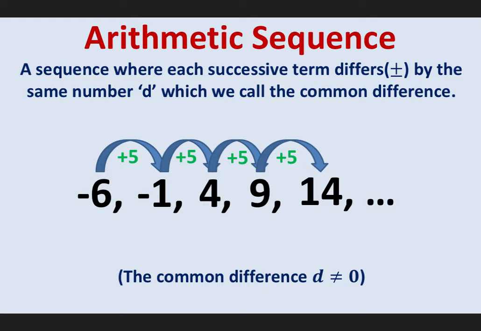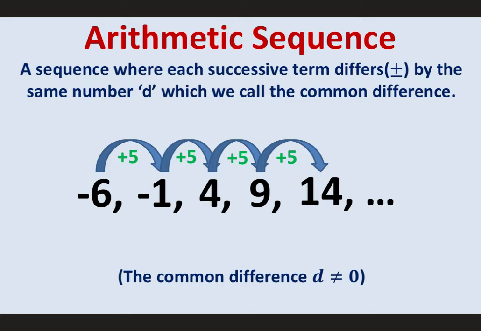All right, so an arithmetic sequence is a sequence in which each successive term, which means each next term, differs by addition or subtraction of the same number over and over. And we'll call that number D. D stands for difference, which we call the common difference. So an arithmetic sequence is a sequence where as we increase in terms, each next term has to be separated by the same amount.